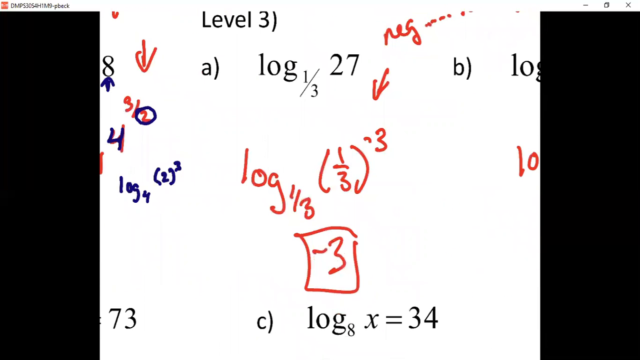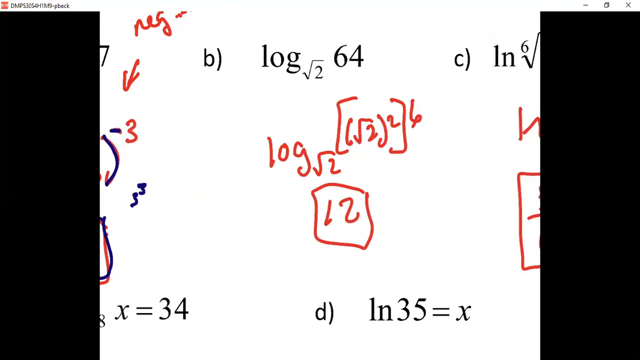Same thing with this problem, log base 1/3 of 27. So I know 27 can be written as 1/3 to a power. To write 27 as 1/3 to a power, the first thing we need to do is make the exponent negative, because that turns the 1/3 into a 3. And then 3 to what power is 27? That's where the other 3 comes from. So negative 3.